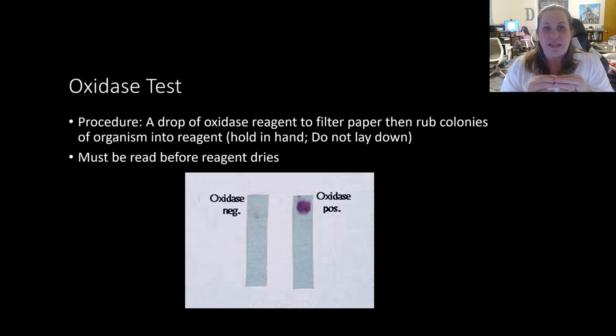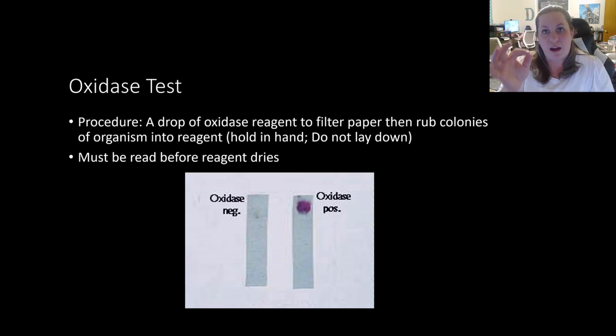What we're going to do is take some filter paper. You're going to take the oxidase reagent. It comes in a little capsule. You're going to break it apart because it comes in little crystals, releasing the fluid. You're going to place some of the fluid on your filter paper, take your inoculating loop with some bacteria and rub it onto that reagent. Again, if it turns purple, then it is a positive test. If it does not, it's a negative test.